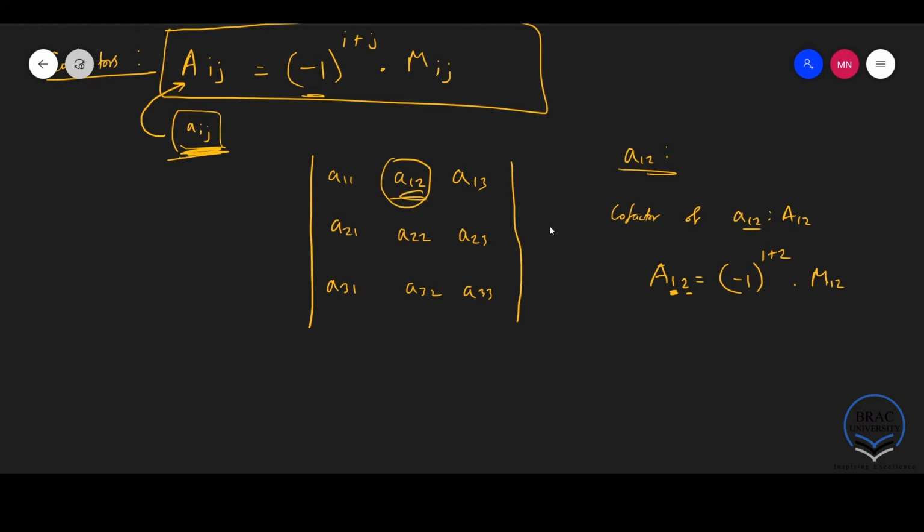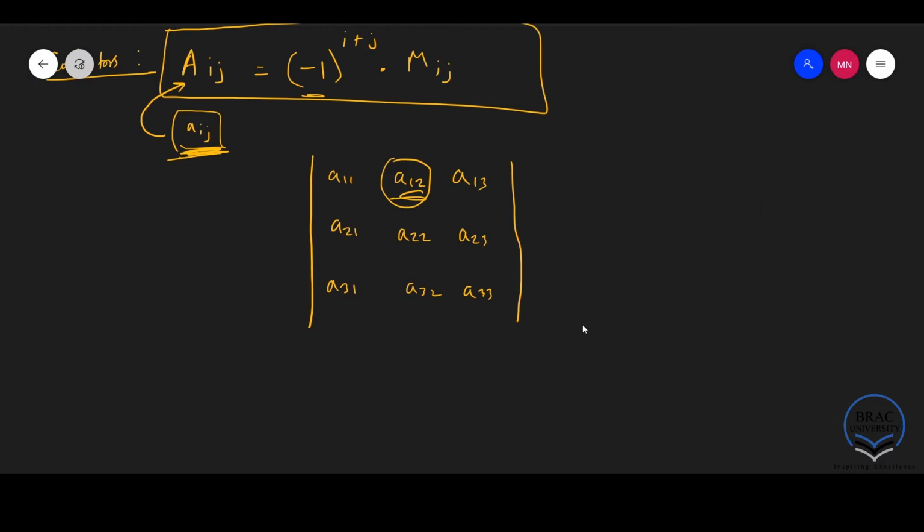So what is the minor of this? It will be just this determinant. We will have A21, A23, A31, and A33. Right? This is going to be the minor of A12, because we eliminated this row and this column. So that is how we find the cofactor of the entries of a matrix.